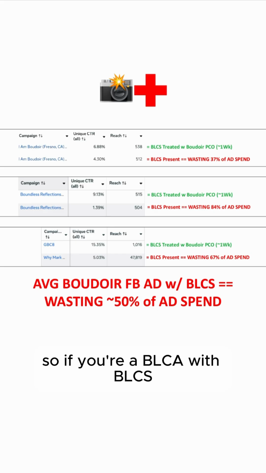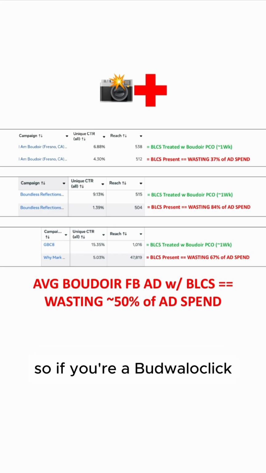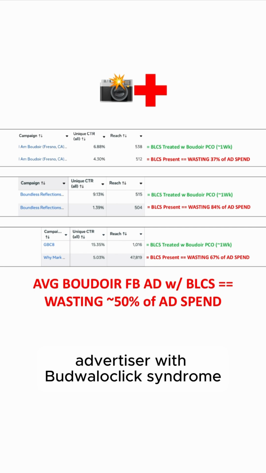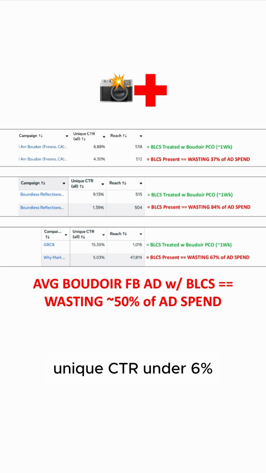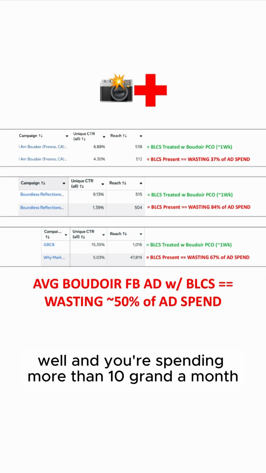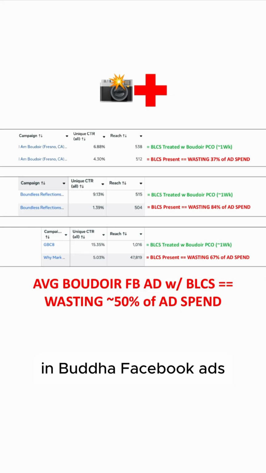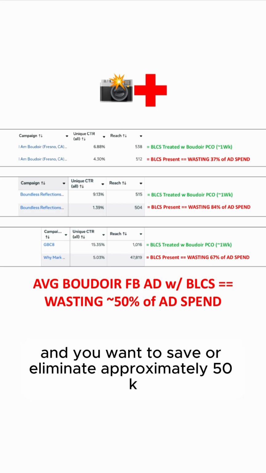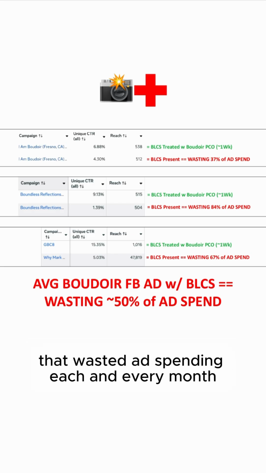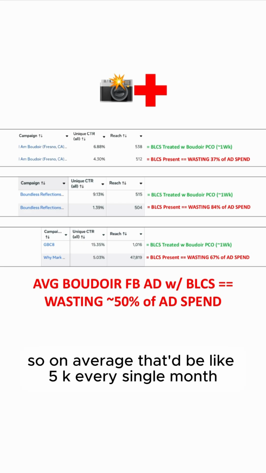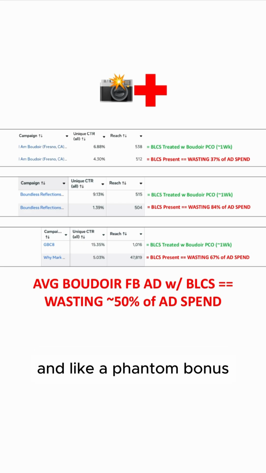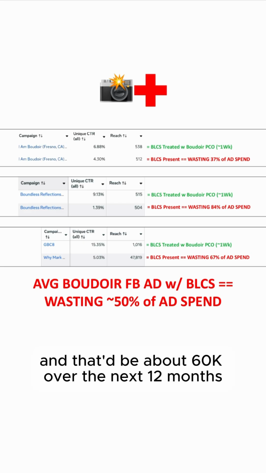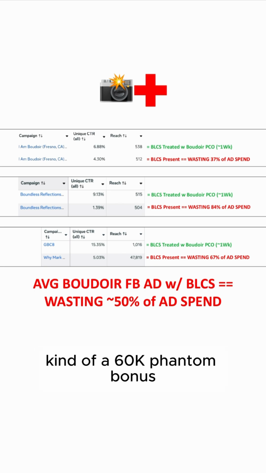So if you're a BLCA with BLCS, so if you're a Boudoir low click advertiser with Boudoir low click syndrome, and your Boudoir Facebook ads have a unique CTR under 6%, and you're spending more than 10 grand a month in Boudoir Facebook ads, and you want to save or eliminate approximately 50% of that wasted ad spend each and every month, put that back in your pocket. So on average, that'd be like 5K every single month back in your pocket that you don't have to spend, kind of like a phantom bonus. And that'd be about 60K over the next 12 months, kind of a 60K phantom bonus.